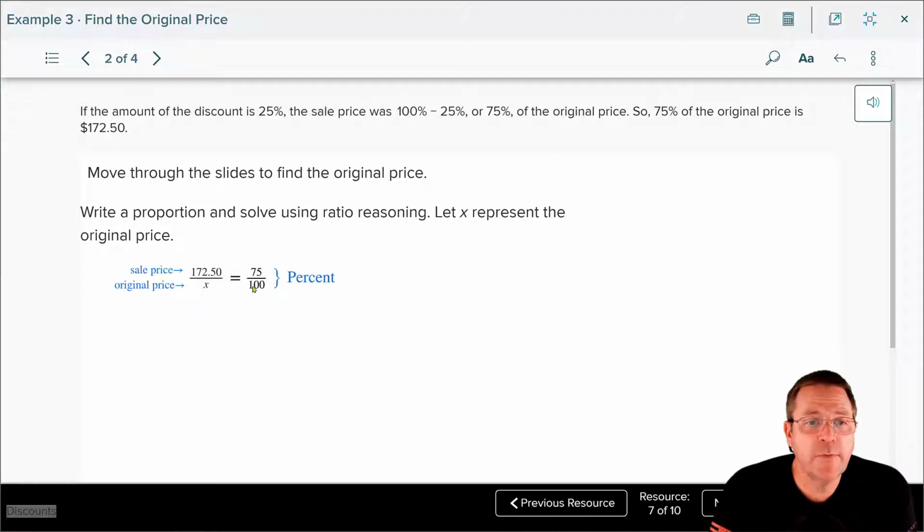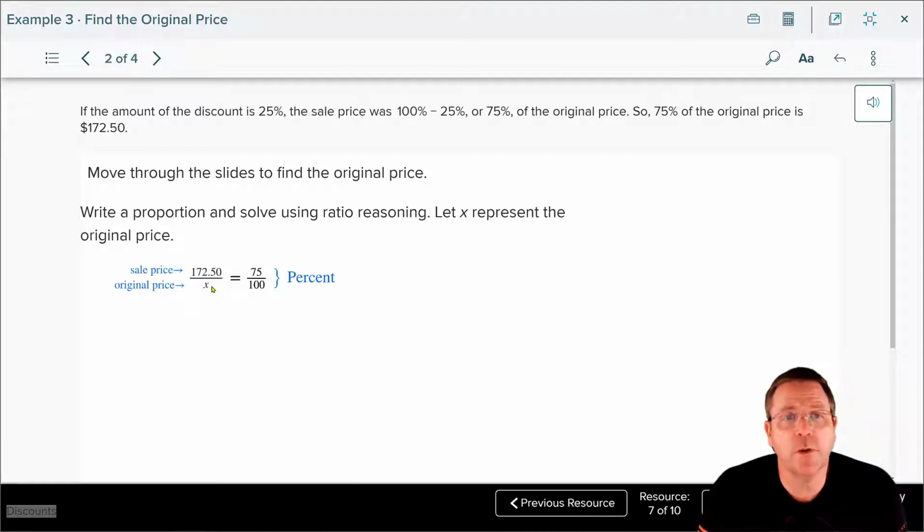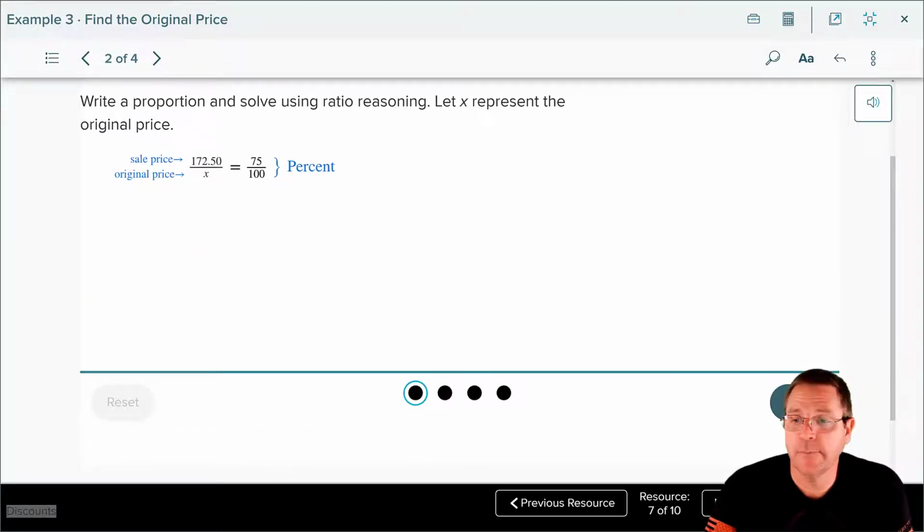If you look at the proportion they've given us, it looks very similar to what we've worked with before. You have the 75%, that's what you paid, 75 over 100. But then if you look right here, we had been putting the original price in the bottom. We're not doing that. We're looking for the original price. The sale price is what goes on the top. After that, everything else is going to work very similar to what we have been doing in the past.